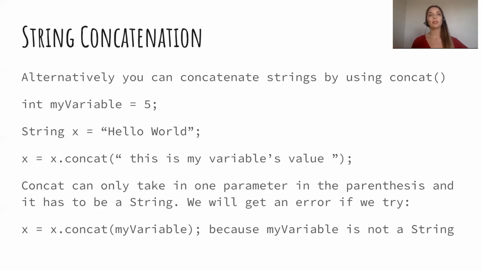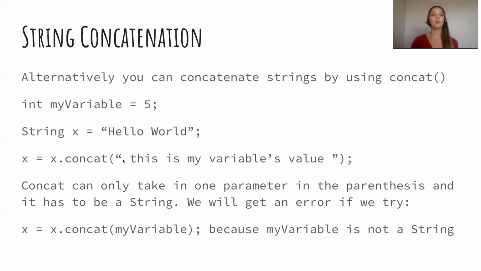Previously we saw that we were able to add an integer into our string if we wanted to using the plus sign. Here, when we use concat, we can only concatenate strings to other strings. So we can't pass in a variable. For example, int myVariable equals 5, that's an integer. We can't pass in myVariable, or we can't pass in 5 either, into these parentheses because it won't work.